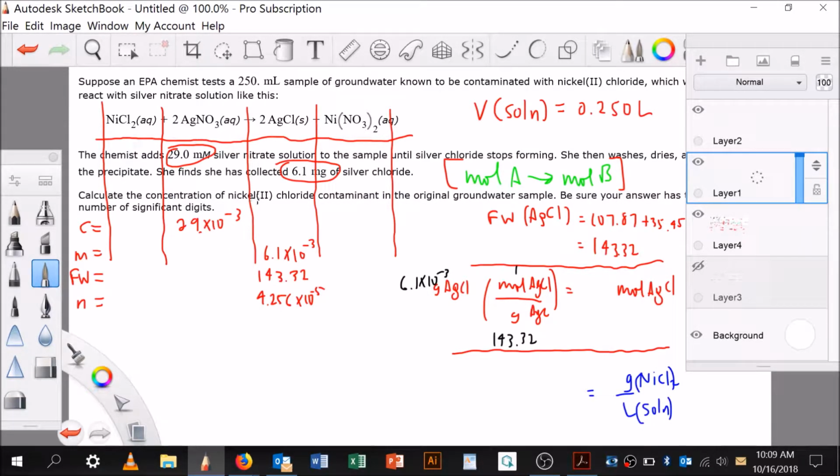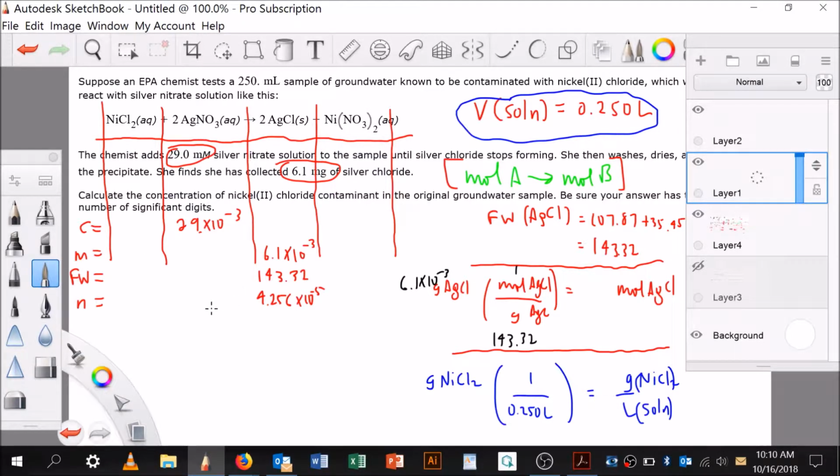It says calculate the concentration of nickel 2 chloride in the original groundwater sample. And I knew that there was 250 mils in my original groundwater sample. So all I've got to do is find the mass of nickel 2 chloride and I'm done, right? That'll be grams, that'll be the mass per liter and I'll be done. So that's going to be grams of nickel 2 chloride divided by 250 mils, right? Okay, and then I'll be done.